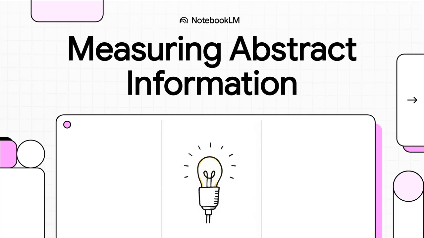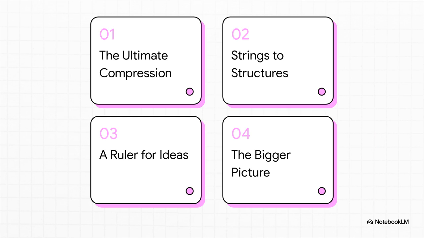All right, today we're jumping into something pretty wild. We're talking about a new way to measure the complexity of abstract information, the ideas themselves. Imagine you had a ruler, but instead of measuring inches, it measured ideas. Let's dig in. So here's our game plan.